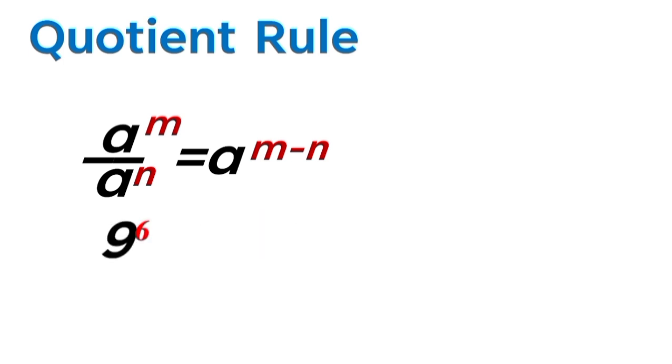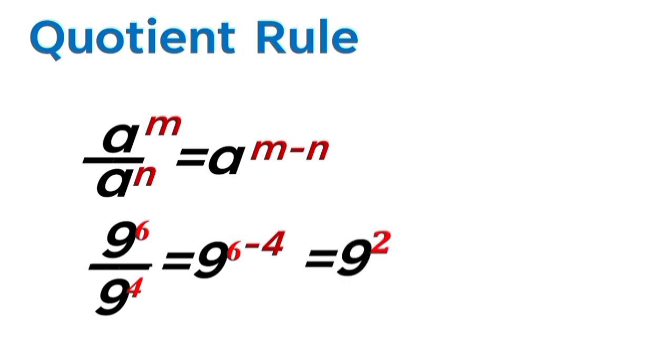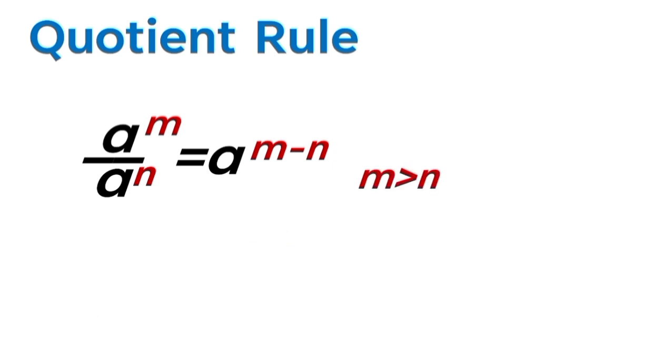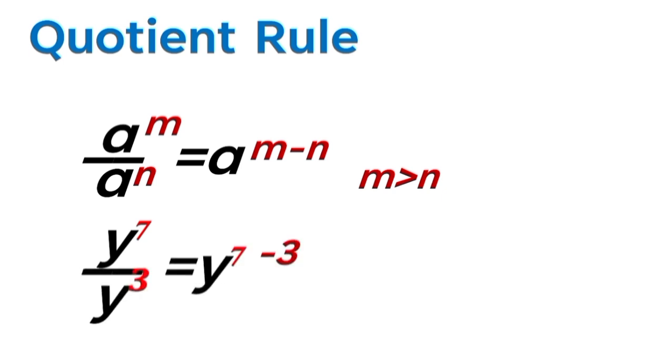So you have 9 to the power 6 divided by 9 to the power 4 is equal to 9 to the power 6 minus 4, which is equal to 9 squared. And 9 squared is equal to 81. And this is under the condition also that m is greater than n. Y to the power 7 divided by y cubed is equal to y to the power 7 minus 3, or y to the power 4.